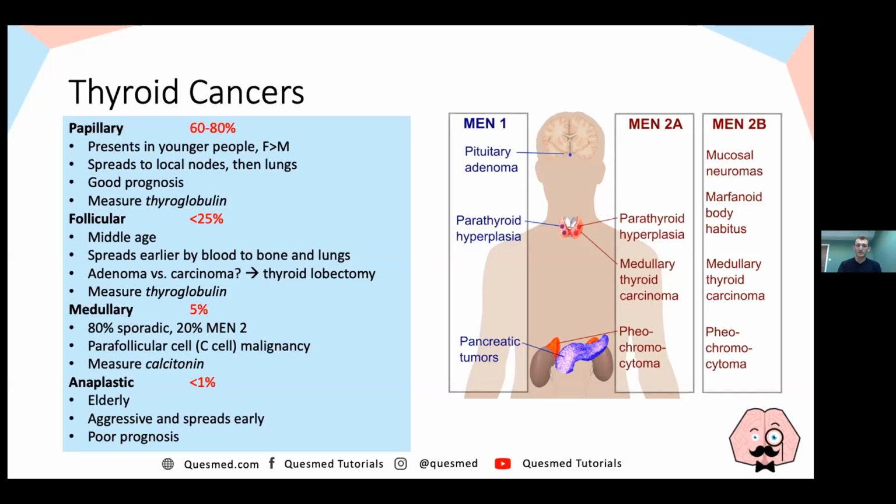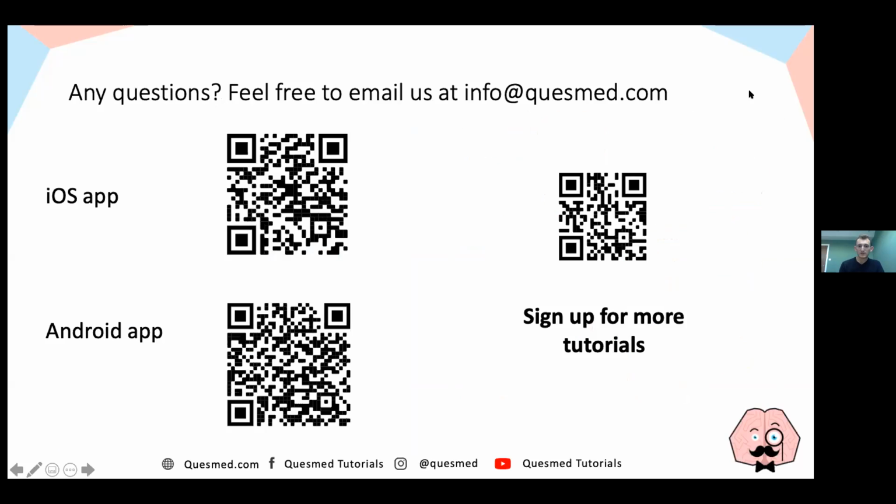And the rarest type of thyroid cancer is anaplastic. It tends to present in the elderly, very aggressive, spreads very early, very poor prognosis. And that is the end of the lecture.